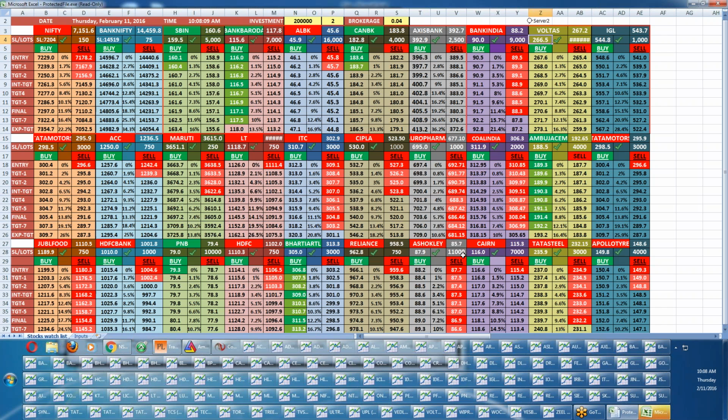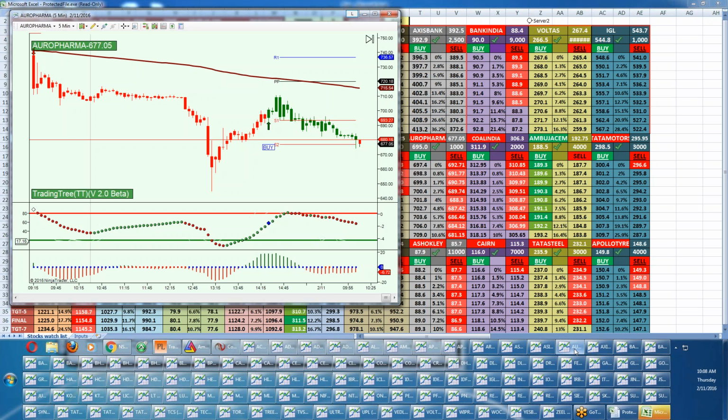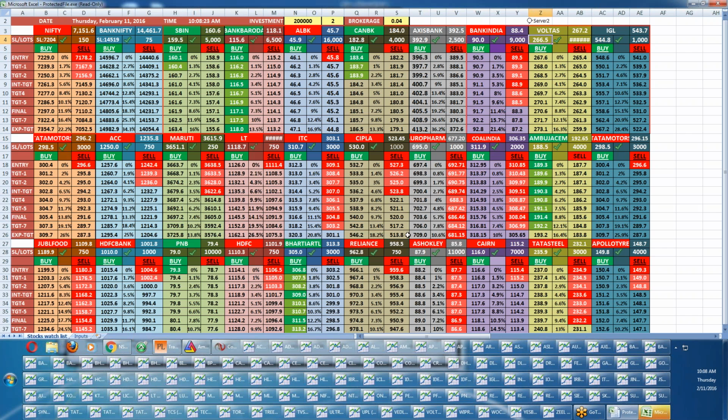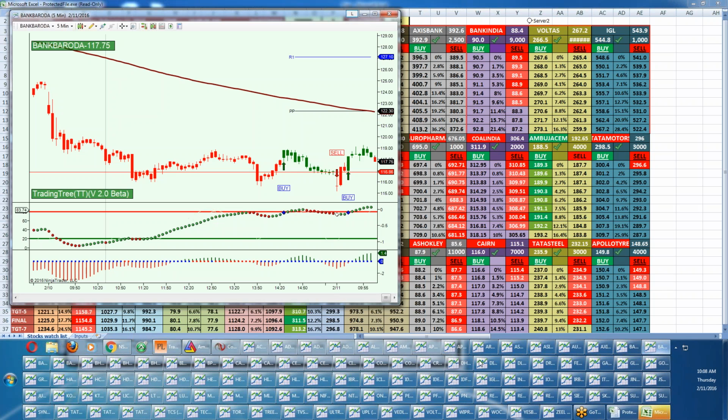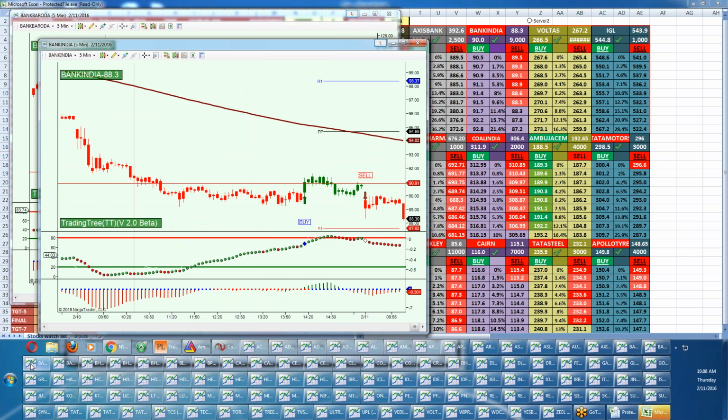Let's check Aurobindo Pharma. So we should be getting a sell call here in Aurobindo Pharma too. So it means that you can maximize your profits in Ashok Leyland, Aurobindo Pharma, and let's check even Coal India. So Bank of India meanwhile is trying to make its final target. So 87.60 will be its target.